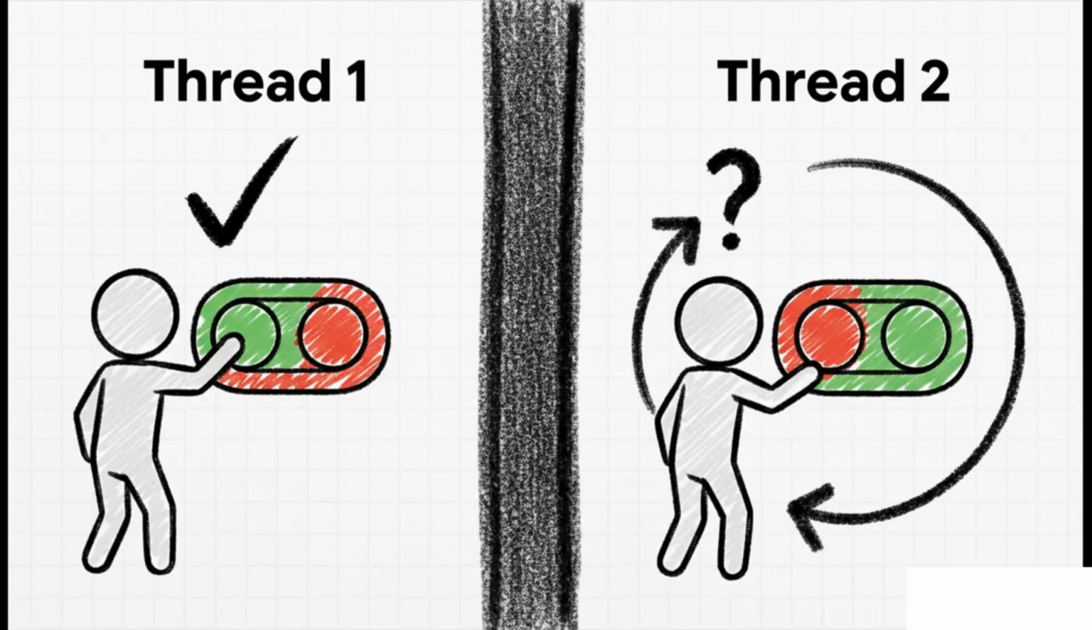Let me paint you a picture. Imagine thread 1 does some work and then sets a flag to true. This is supposed to be the signal for thread 2 to stop waiting. But look what happens. Thread 1 finishes, it sets the flag, and thread 2 is totally clueless. It never sees the update, so it's now trapped in an infinite loop, just spinning forever.